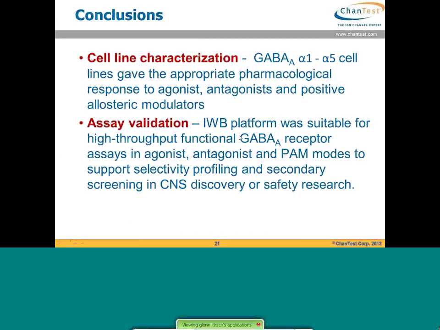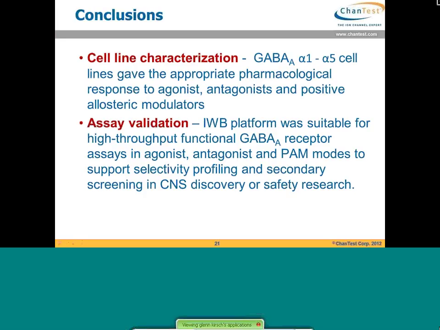So to conclude, what we've established is that we have five GABA expressing cell lines that have the appropriate pharmacological response to agonist, GABA, antagonists, bicuculline and picrotoxin, and positive allosteric modulator. In this case, we've looked in depth at diazepam.